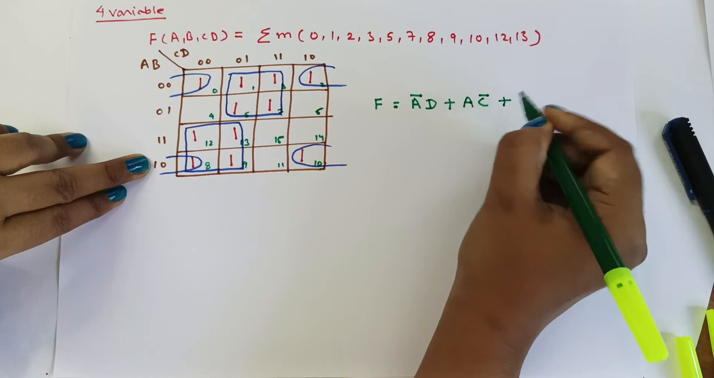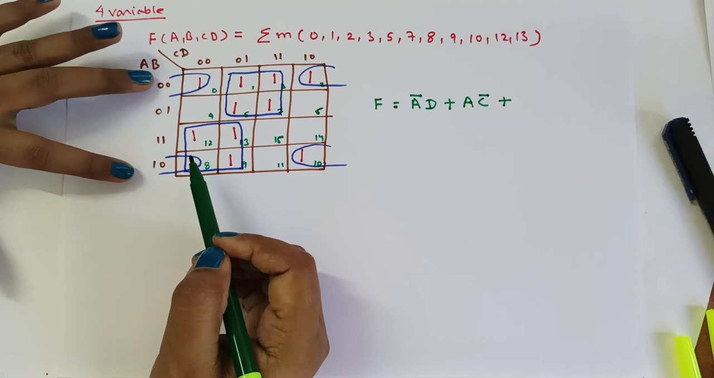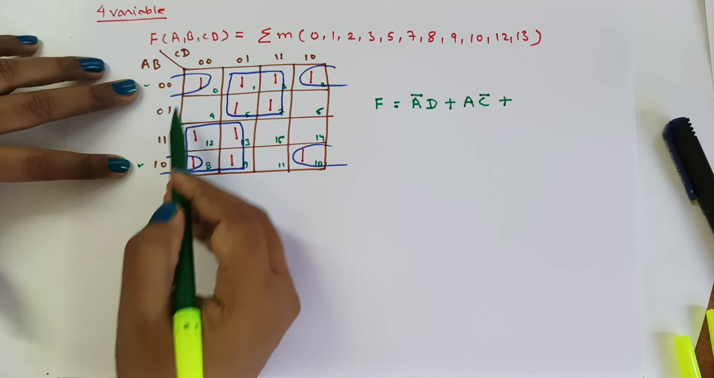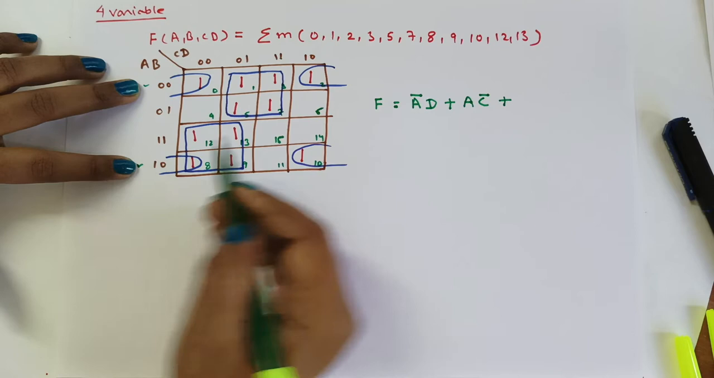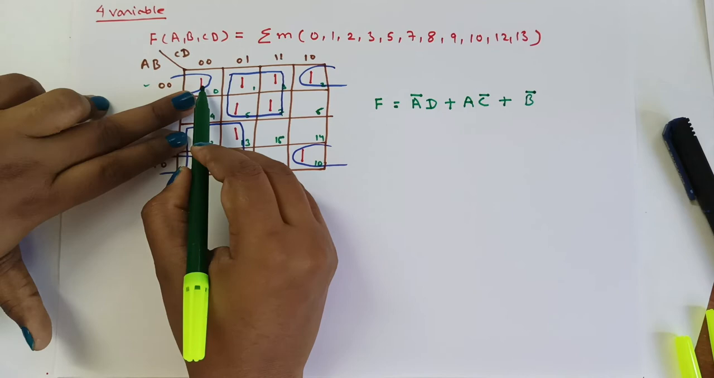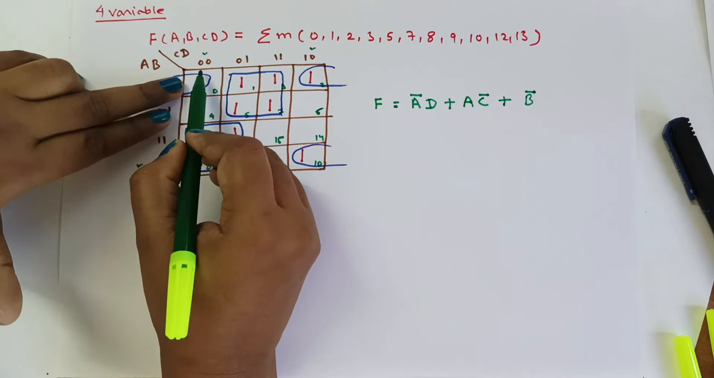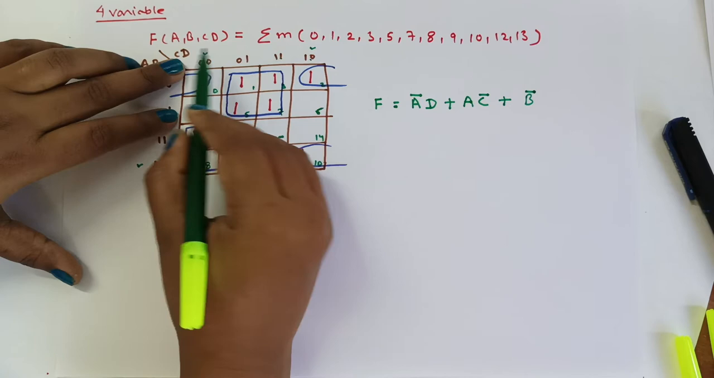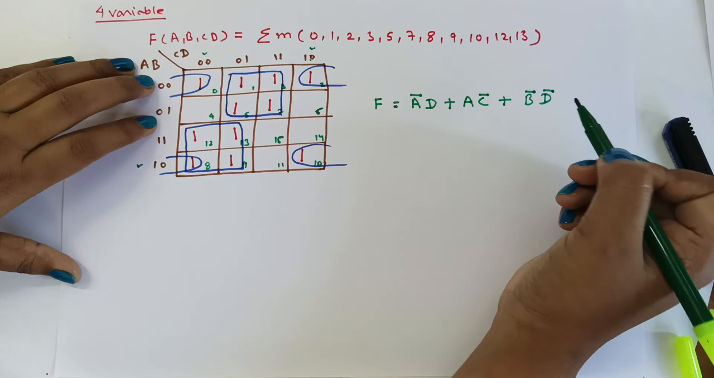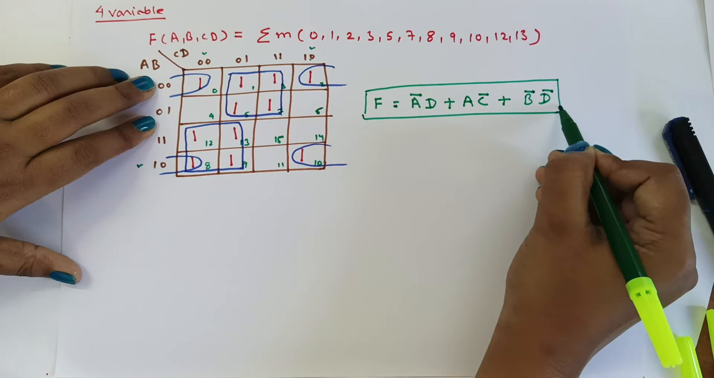Another group is these 4 corners. So for this, these cells will be considered. So 0, 0, 1, 0. So here B is not changing, so we will write B bar. And these 2 cells will be considered. So 0, 0 and 1, 0. So this 0 is not changing, that means D bar is not changing. So B bar D bar. So simplified expression for this Boolean expression is this one, A bar D plus AC bar plus B bar D bar.